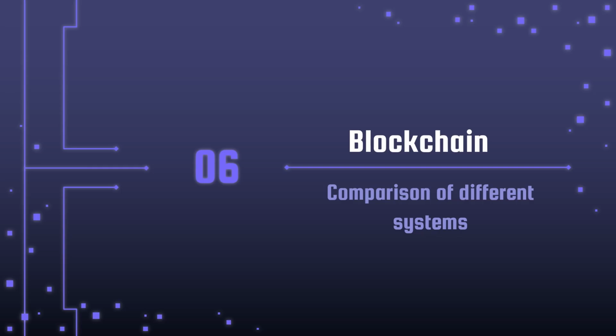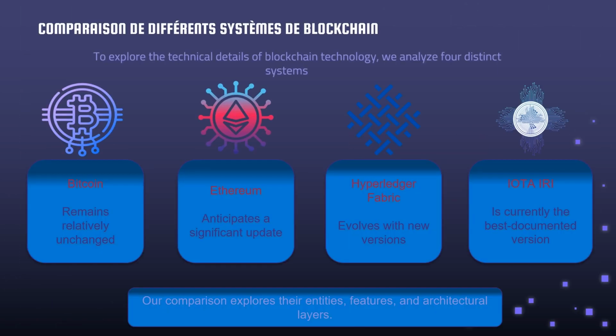In this section, we explore different blockchain systems and their variations. To delve into the technical specifics of blockchain technology, we will scrutinize four unique systems. Bitcoin remains relatively unchanged, Ethereum exhibits a substantial update, while Hyperledger Fabric evolves with a new version. Each is currently the best documented version.